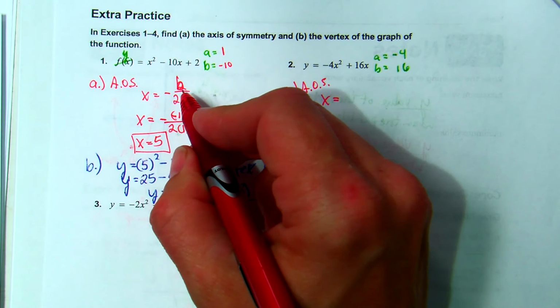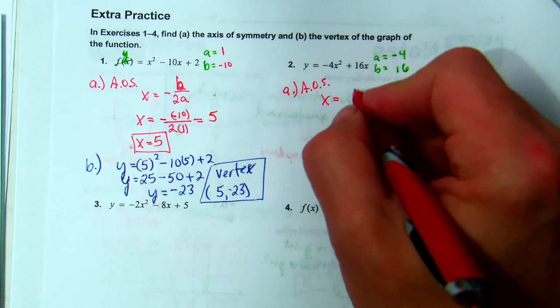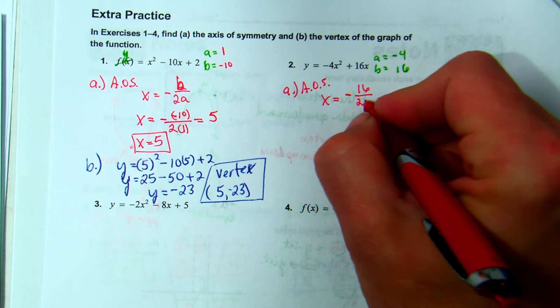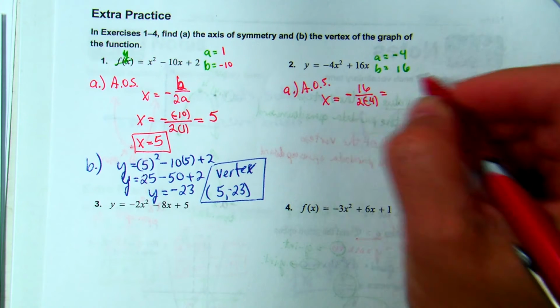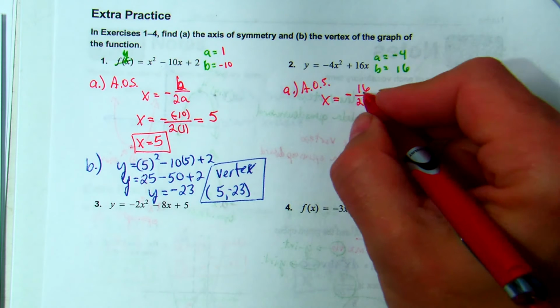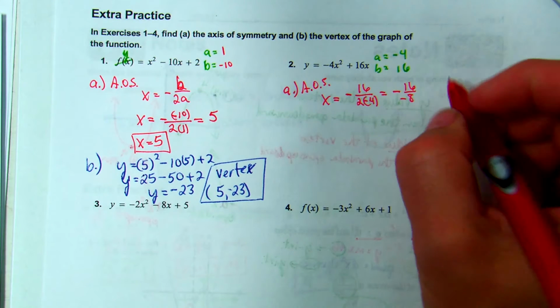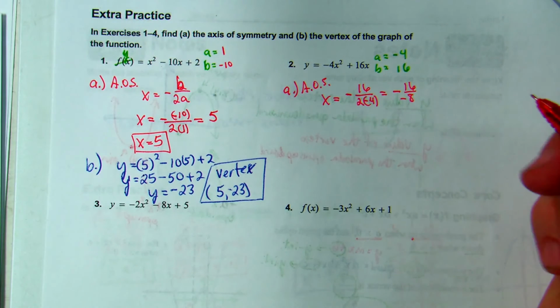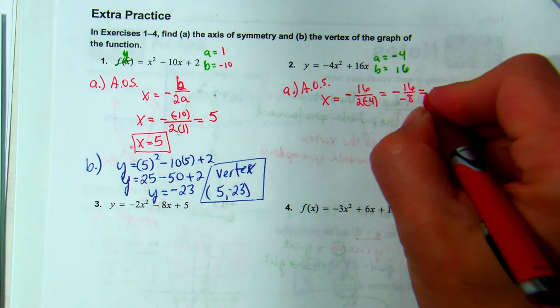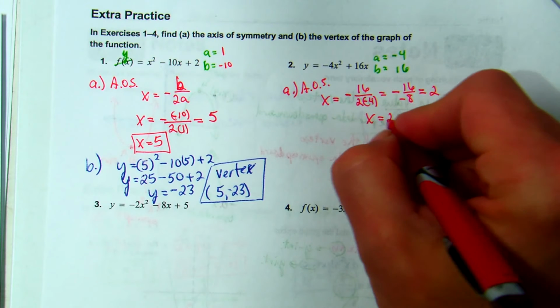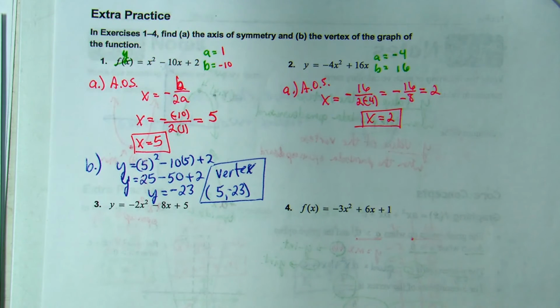It's negative b over 2a. So we're going to have negative 16 over 2 times a negative 4. Well, negative 16 over a negative 8 is what that would end up being. So negative over negative is positive. 16 over 8 is 2. So x simply equals 2. And that is the equation for the vertical line, which is the axis of symmetry.